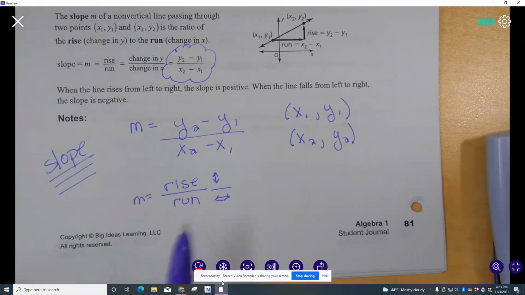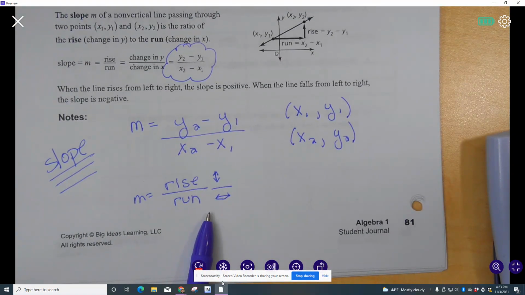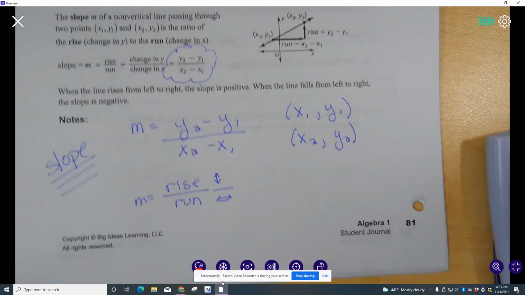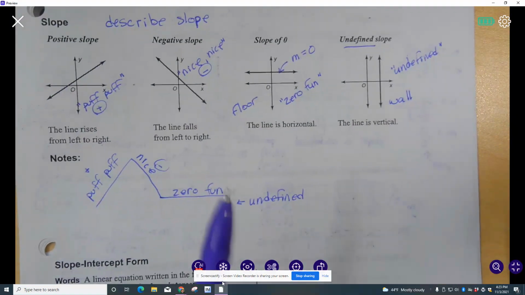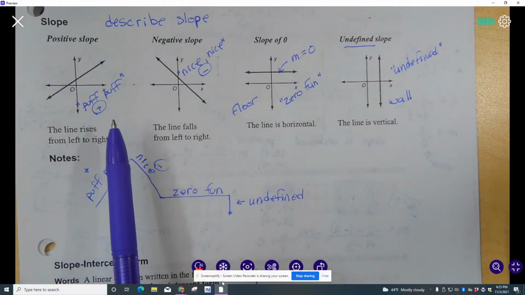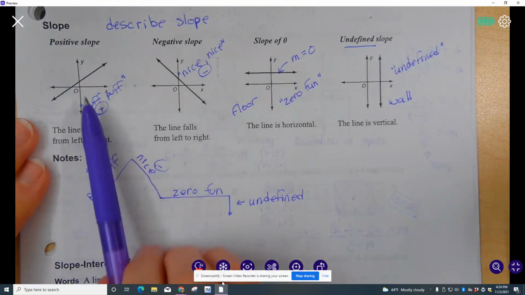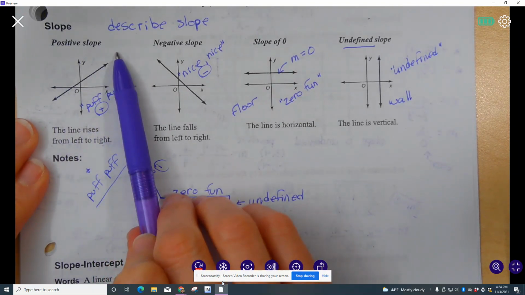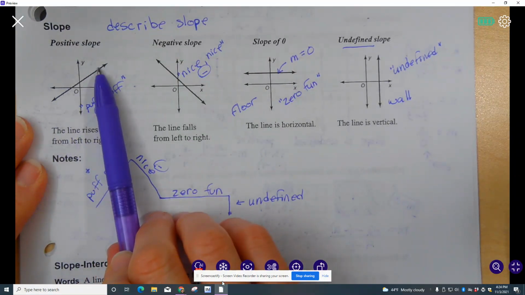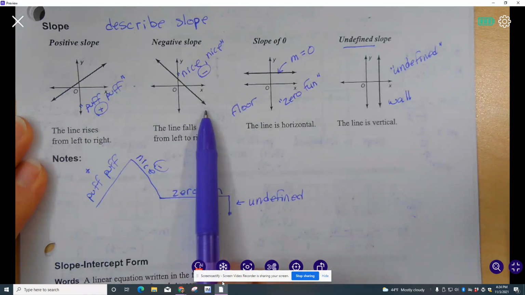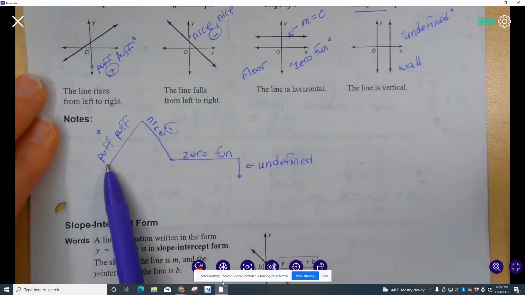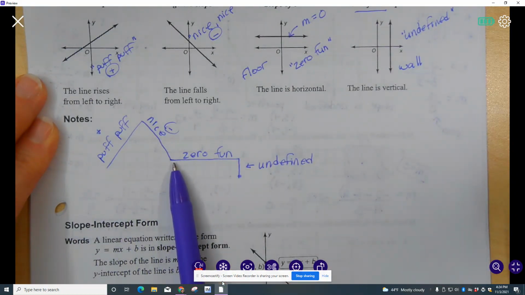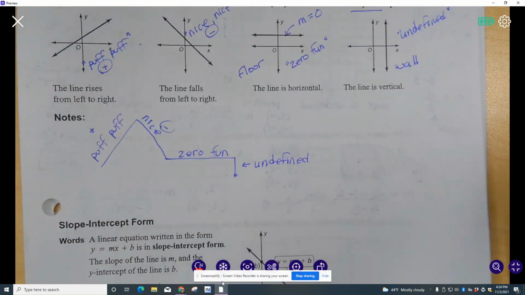Here's your slope formula. That's the most important part of 3-5, I would say. Make sure you have this in your notes. Make sure you can find it. We are going to always probably do two things: describe the slope and find the slope. So this is a positive slope, always going left to right. Puff, puff, positive. Nice, nice, negative. Zero, fun, and undefined.